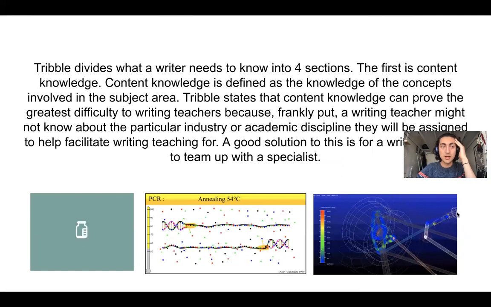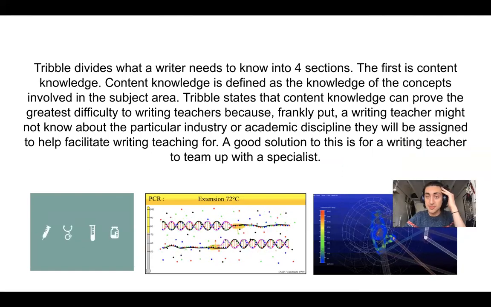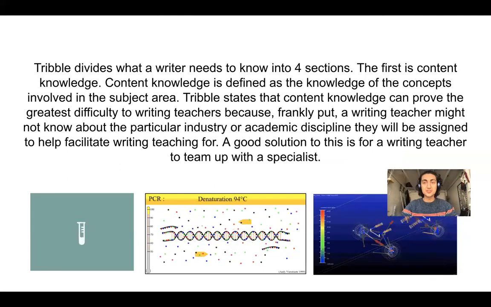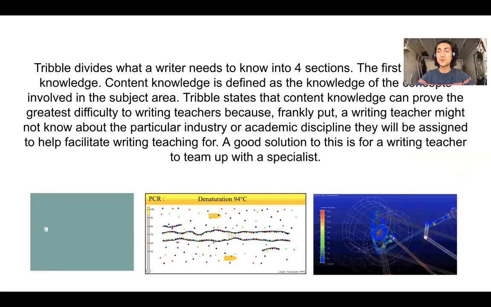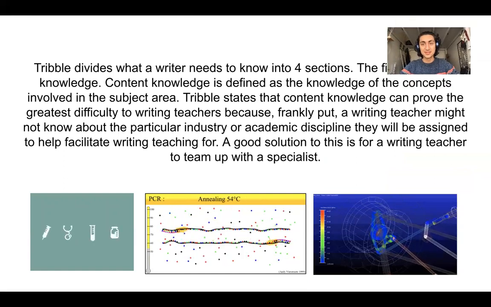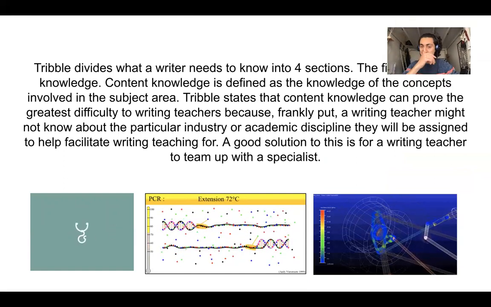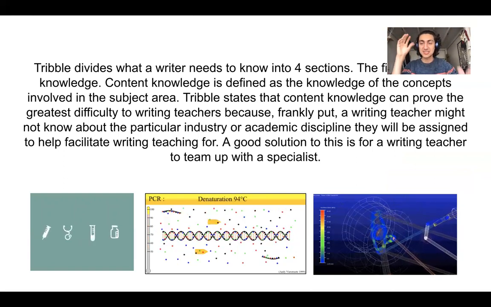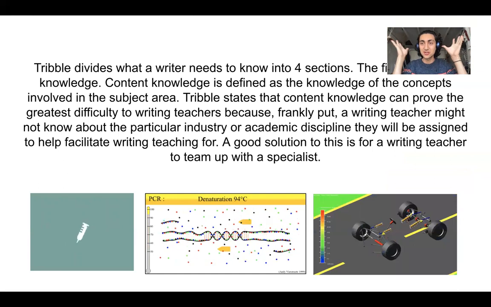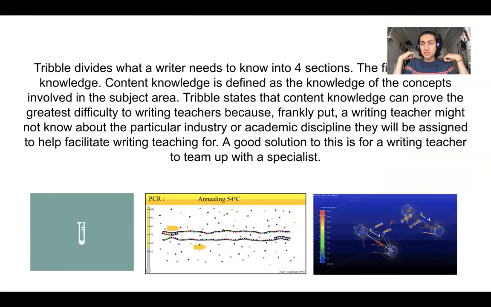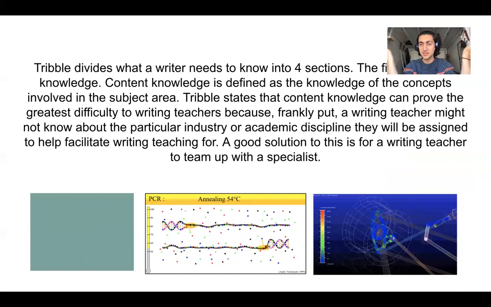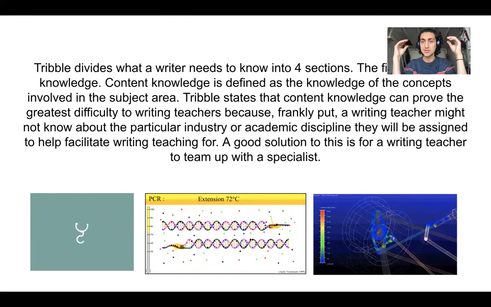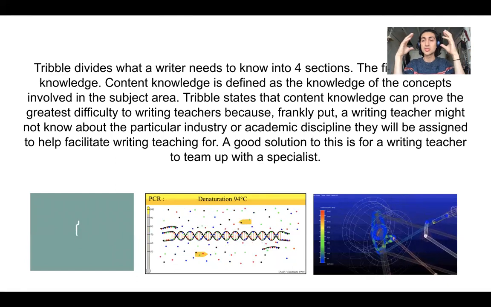So Tribble divides what a writer needs to know into 4 sections. The first is content knowledge. Content knowledge is concepts involved in a subject area. So, for example, mechanical engineering. That is a content area with a bunch of content knowledge that you probably don't know too much about, but you might be assigned to work with students learning English to write within this domain, within this content subject area.